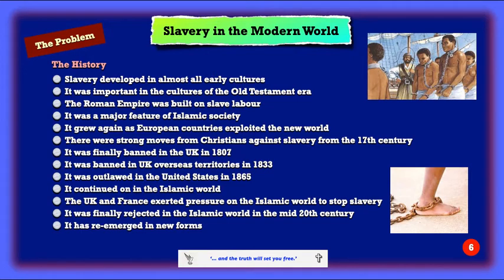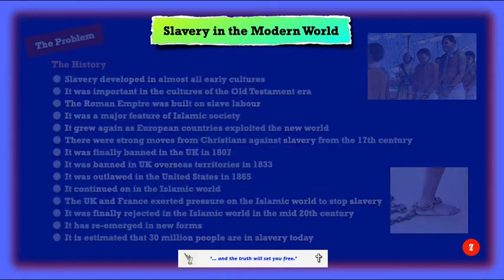Sadly, slavery has re-emerged in new forms today. That's probably an underestimate, but that's what we know for certainty. 30 million people.